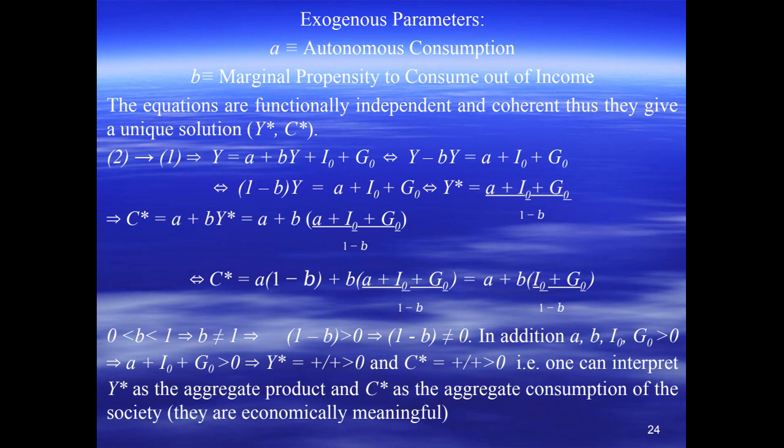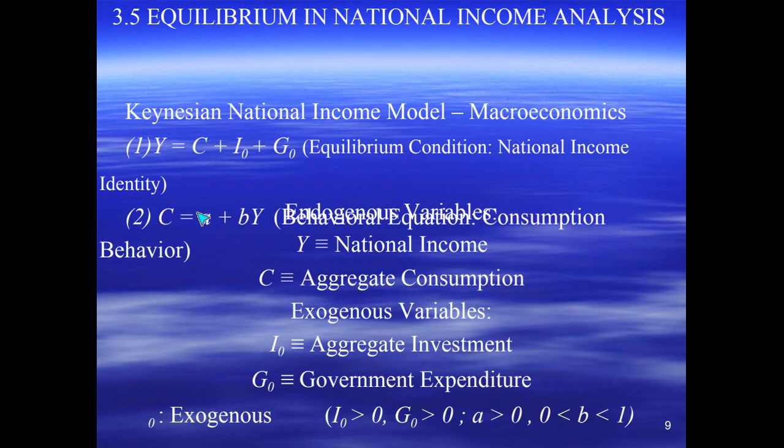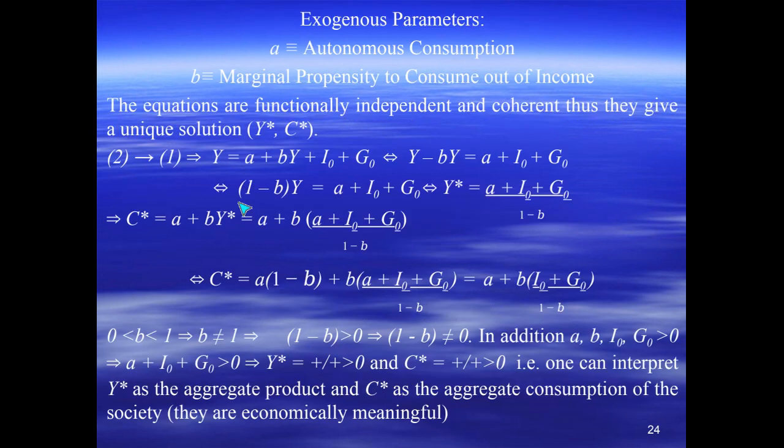So what we do, we replace the second equation in the first one. Let's see. C equals A plus BY. Here we can replace C by A plus BY. We obtain Y equals A plus BY plus I0 plus G0. You see, by substitution, 2 in 1 gives Y equals A plus BY plus I0 plus G0. Then, since I0 and G0 are exogenous, and Y and BY are endogenous, we put all the endogenous variables at the left hand side.